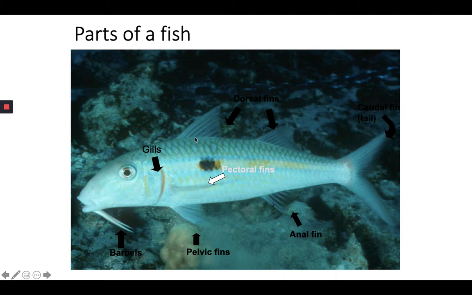And then on the back we have the dorsal fin. Some fish have only one dorsal fin and some have two. If they have two, then the second one, the one in the back, is called the second dorsal fin. The tail is called a caudal fin, which you already learned when we talked about sharks. And these are barbels, which are unique to certain fish, such as the goatfish that we're looking at here now.